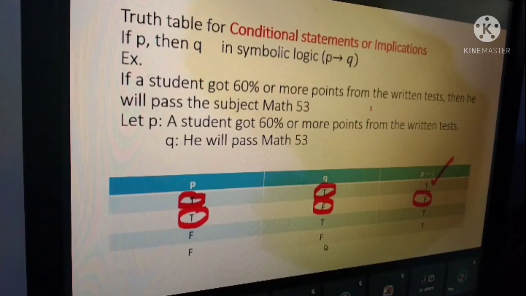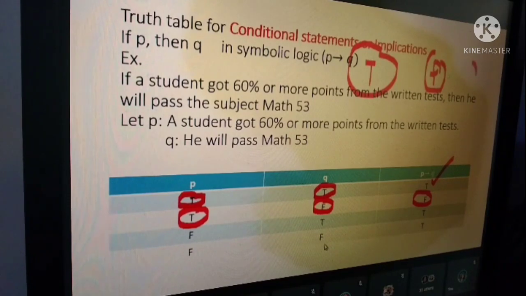Parang ganito, nag-study ka na totoo yon, tapos nag-study ka, hindi naman pala totoo. Kaya, ang decision, hindi totoo.